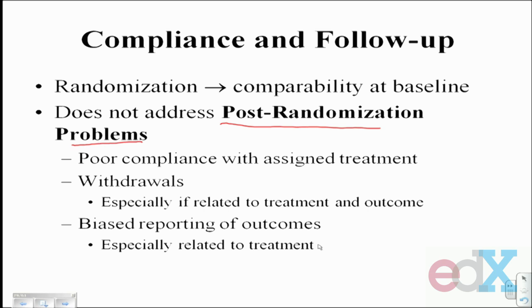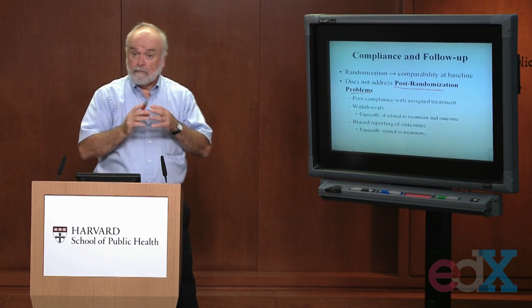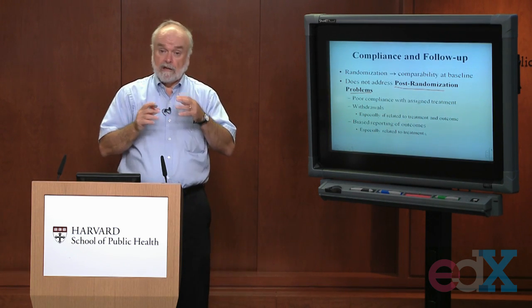And what I mean by post-randomization problems, ideally, what I want to happen in an experimental study is I assign people at random to receive, say, new treatment or standard of care. I want to follow those people over time and see what happens to them. Ideally, I want everybody who I assign to the new treatment to take the new treatment. Ideally, I want everybody who is assigned to the standard of care to take the standard of care, because I want to compare people who actually received the new treatment versus people who did not.